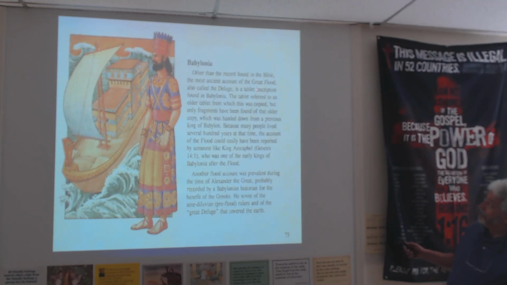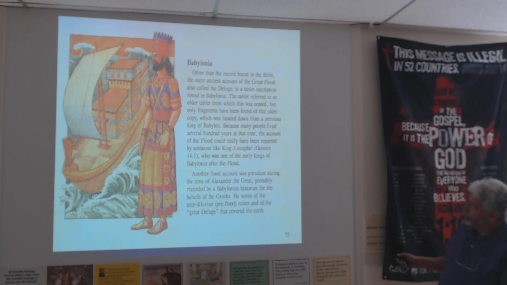Babylonia. It talks about the Great Flood and the deluge and the tablets that have been discovered there. Let's skip down through. It says here that the account of the flood could have been reported by someone like King Amraphel, who is mentioned in Genesis 14:1, who was one of the early kings of Babylonia after the flood. Another flood account was prevalent during the time of Alexander the Great, probably recorded by a Babylonian historian. He wrote of the antediluvian, that is pre-flood rulers, and of the great deluge that covered the earth.